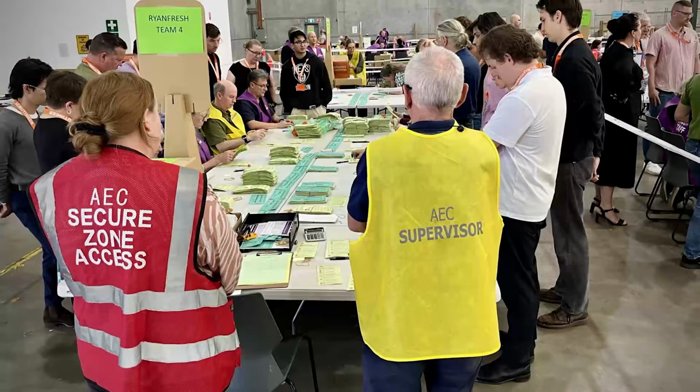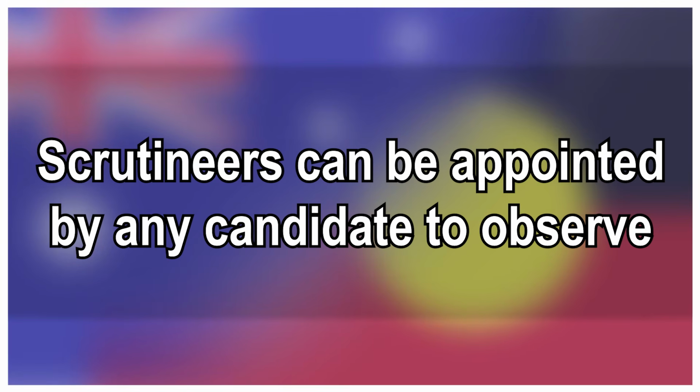Ballots are also counted twice by different people to be verified. Senate ballots are electronically scanned, but also manually verified by human beings to spot any kind of error. And on top of this, an independent audit is done of any electronic data collected to check for accuracy. And also, really importantly, it's not just the AEC looking at this. Scrutineers can be appointed by any candidate to observe the process alongside the impartial and independent staff from the AEC.